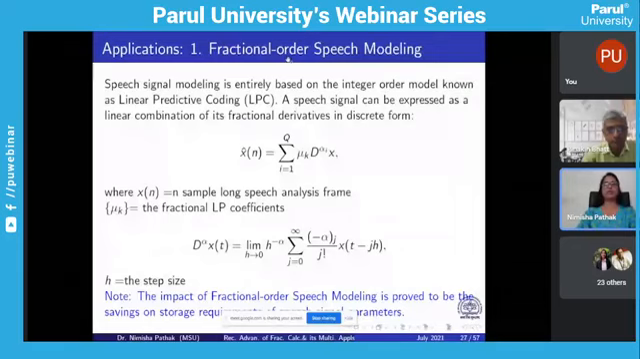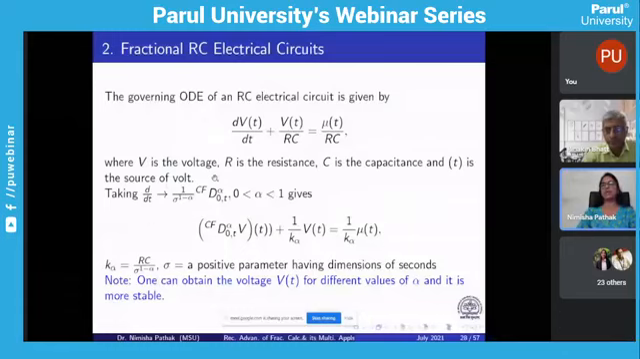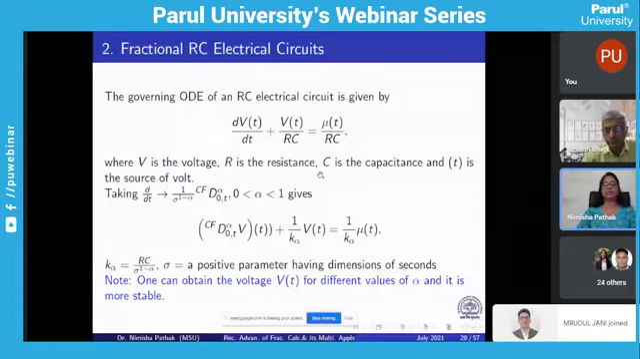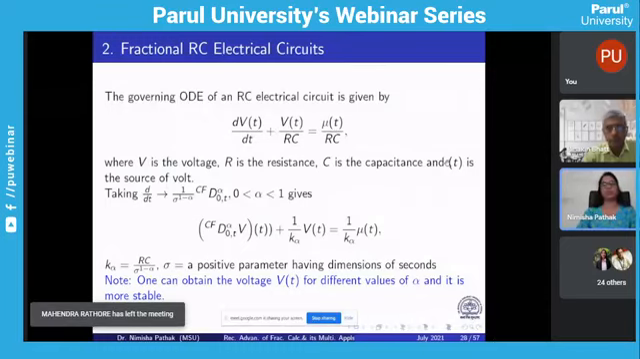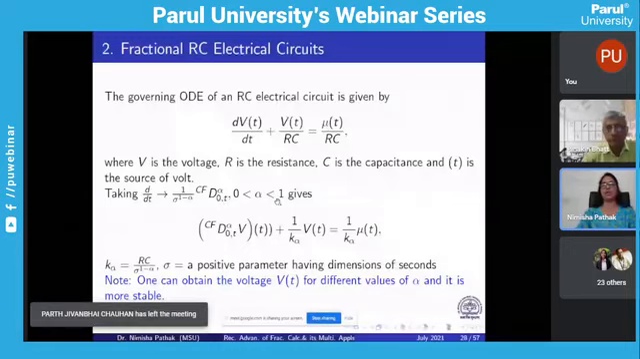Another application is fractional RC electrical circuits. The governing ODE is given by this one, where V is the voltage, R is the resistance, and C is the capacitance. Okay, there is a typo: it's mu(t), that is the voltage source. If we consider this particular transformation, where V(t) is denoted, and instead of the ordinary derivative the Caputo-Fabrizio derivative is taken with alpha between 0 and 1, then this particular model can be obtained.